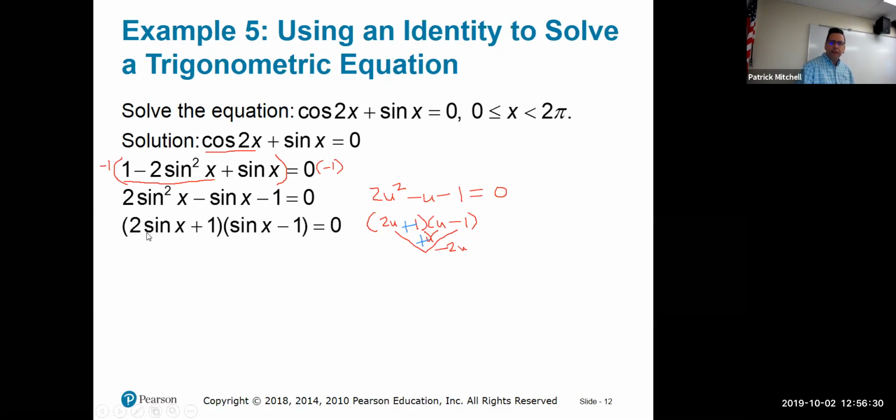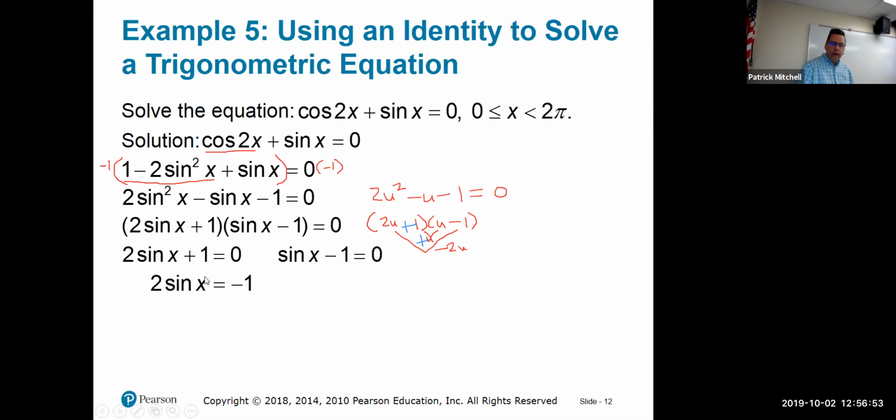That thing factors into 2 sine x plus 1 times sine x minus 1, and that equals 0. So again, the only way that the product of those two things could be 0 is if one of them is 0. If 2 sine x plus 1 is 0, that must mean that 2 sine x is negative 1, subtracting 1 from both sides. And then dividing by 2 on both sides, you get sine x is negative 1/2. Now, is this the part where they're going to tell me what x is? Well, probably. Oh, there it is, spoiler.